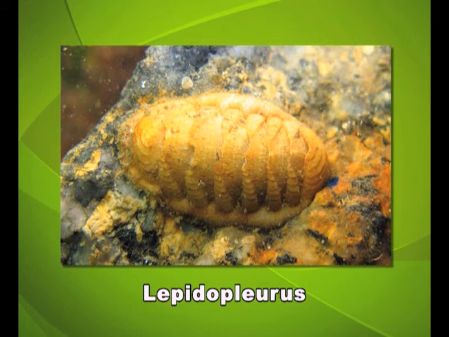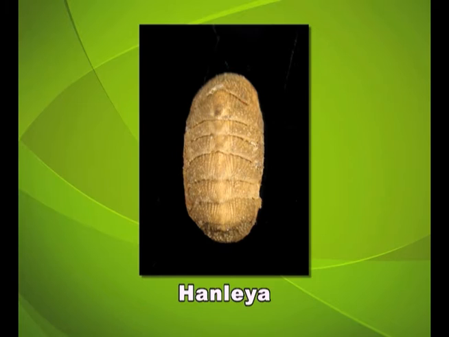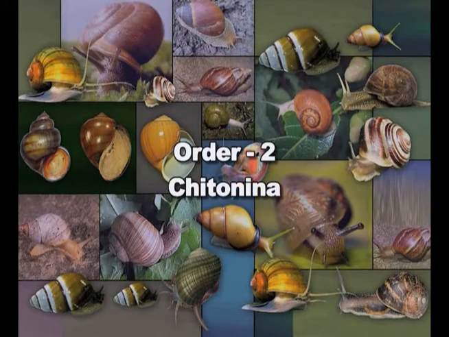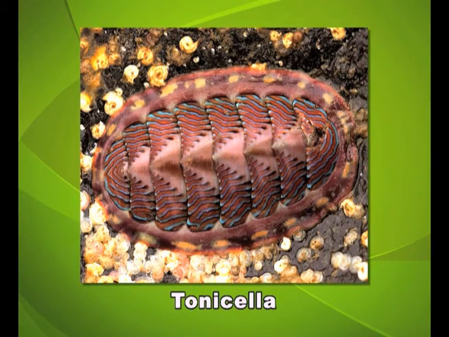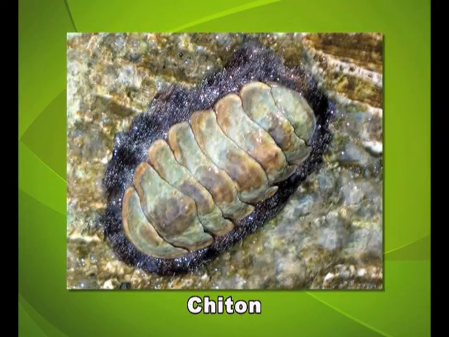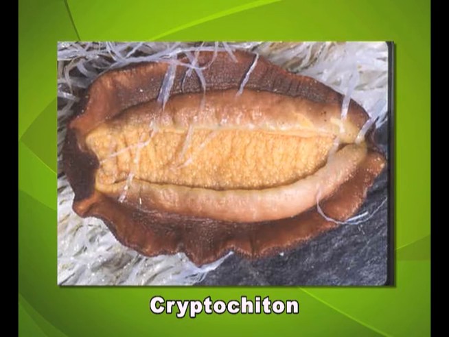Order 1. Lepidopleurida. Valves of the shell without insertion plates or, if present, without insertion teeth. Examples: Lepidopleurus and Hanleya. Order 2. Chitonina. Valves of the shell with insertion plates and teeth. Examples: Tonicella, Chiton and Cryptochiton.